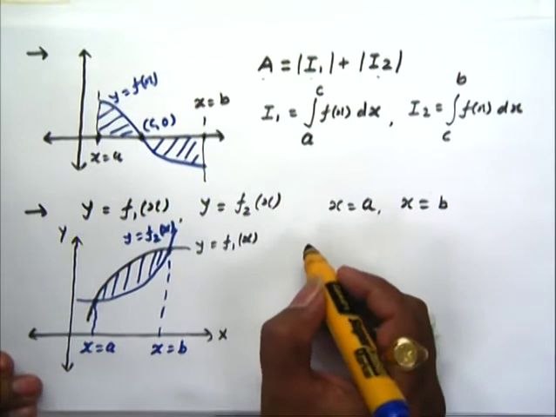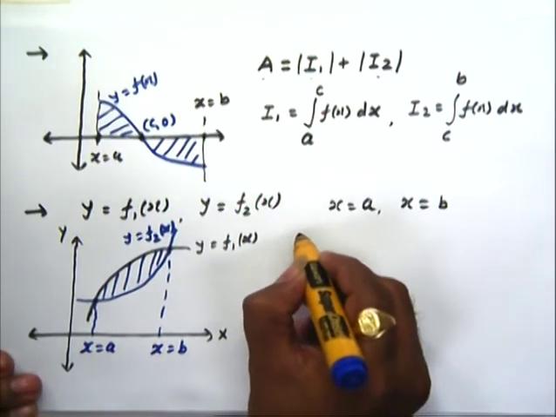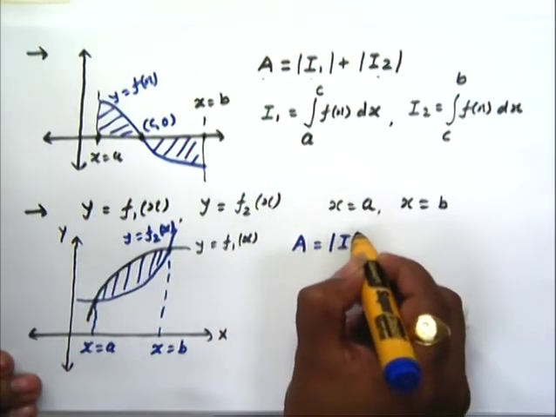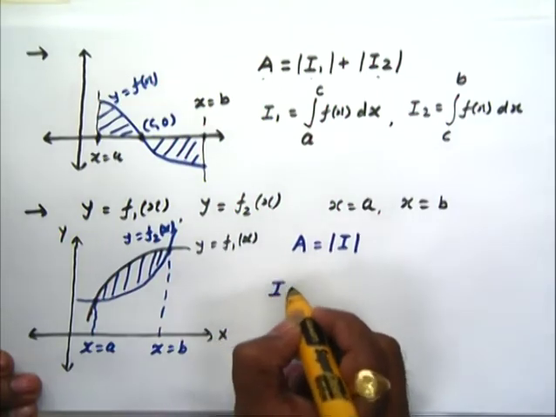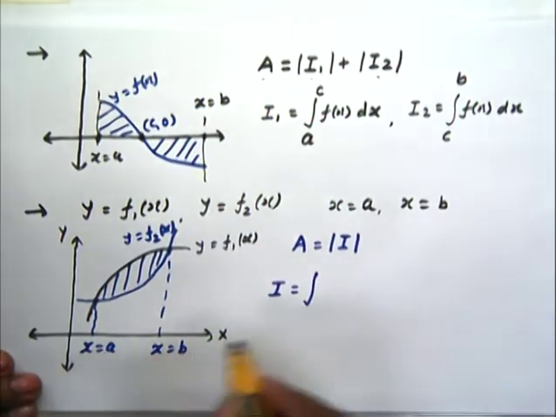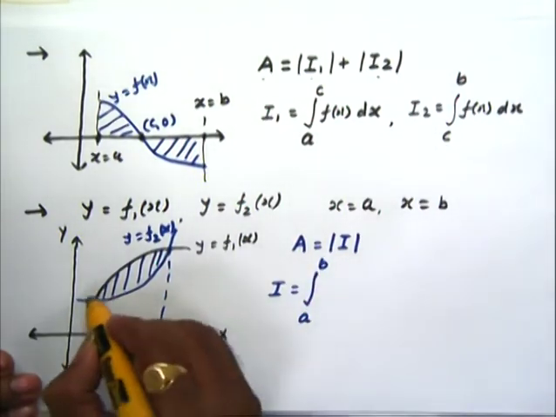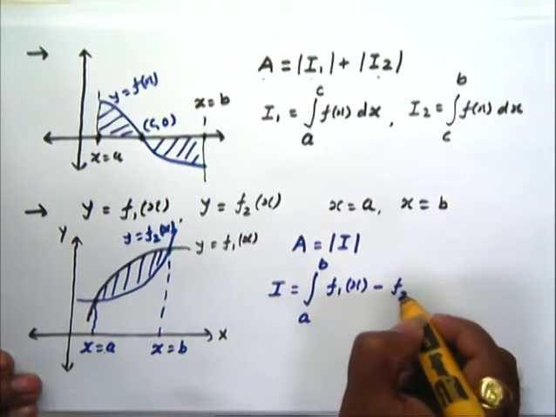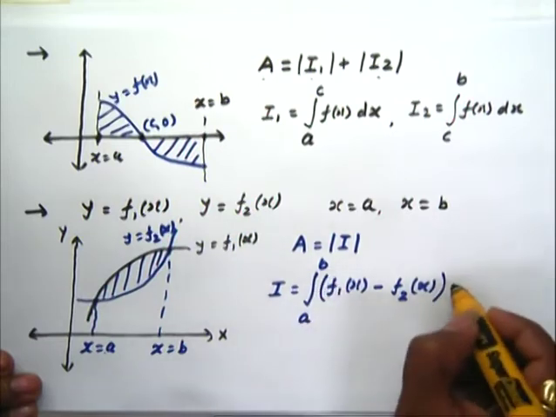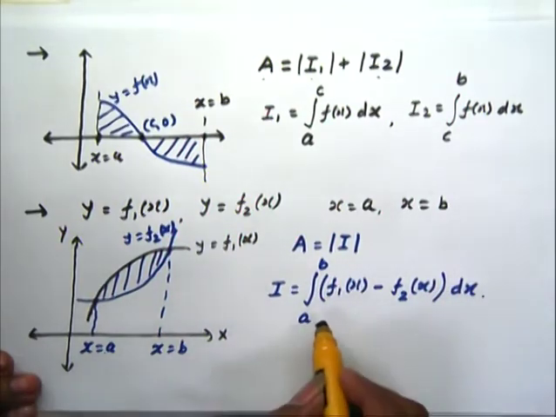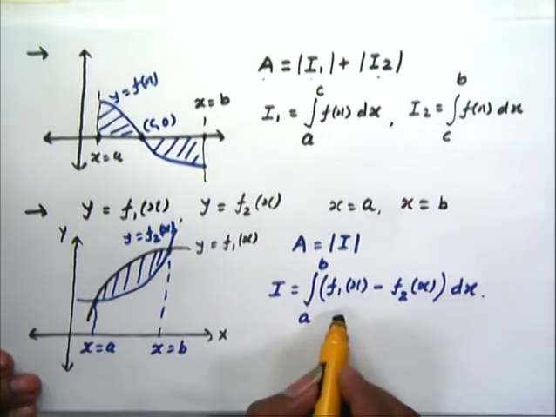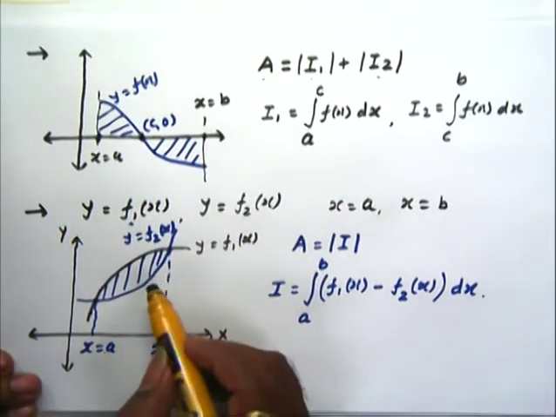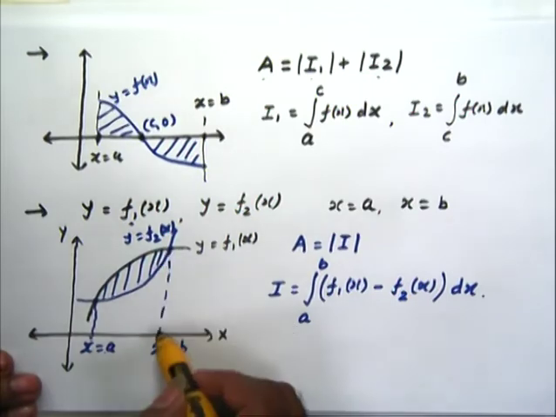So we have the method: area of the required region A is equal to modulus I, and what is I? I equal to integration a to b, f1(x) minus f2(x) dx. This is the formula to find the area between these two intersecting curves, which intersect at x equal to a and x equal to b.